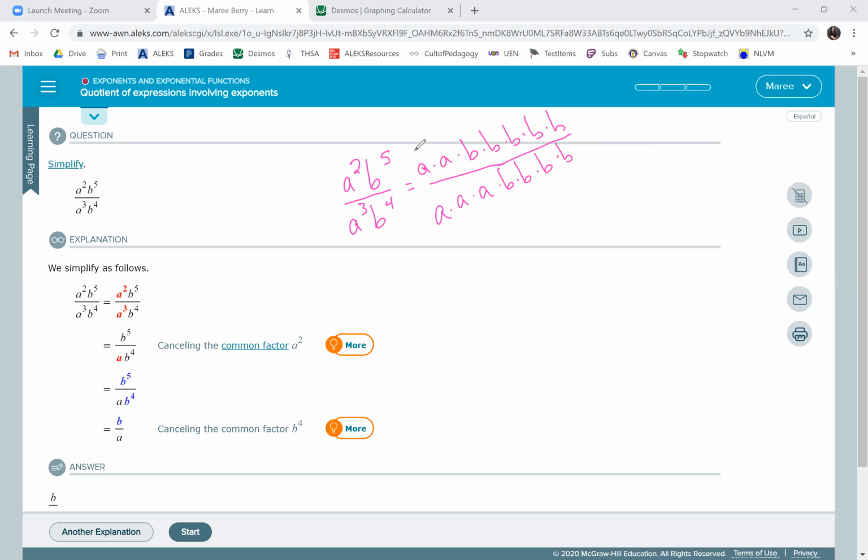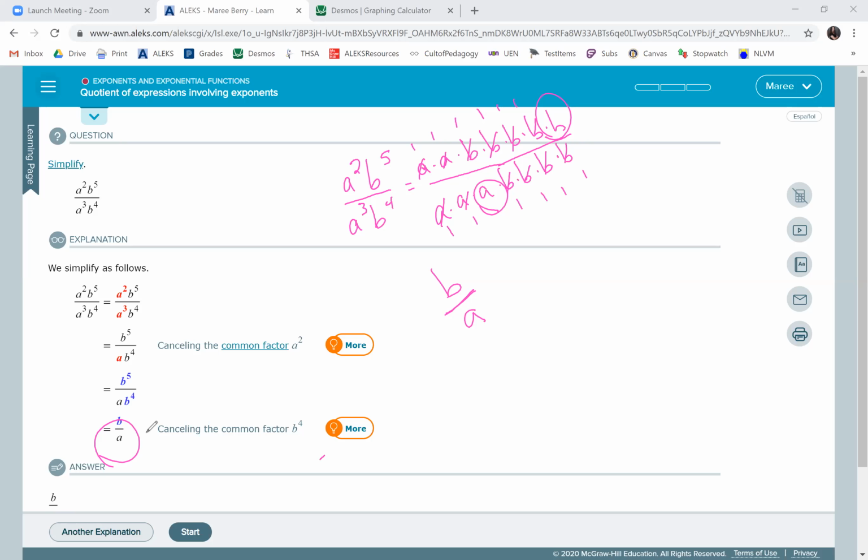Now we can cancel because a divided by a is equal to 1. B divided by b is also 1. So we have an a left in the denominator, and it has to stay under the line. And in the numerator, we have a b. So the final answer is just going to be b divided by a.